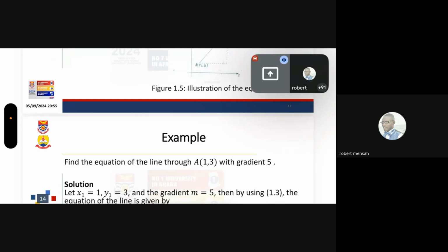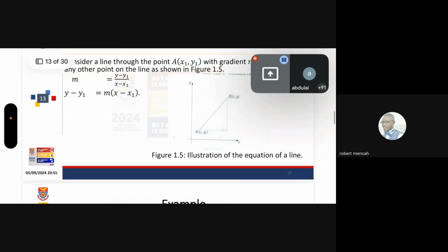So we have an example. We want to find the equation of the line through the point 1, 2 with gradient 5. So here I'm given the gradient and I want to find the equation of the line. This means that I have to let another point. You can let that point be any point, maybe the point B on the line. So B will have the coordinates x and y, so that I can quote y minus y1 is equal to m into bracket x minus x1.